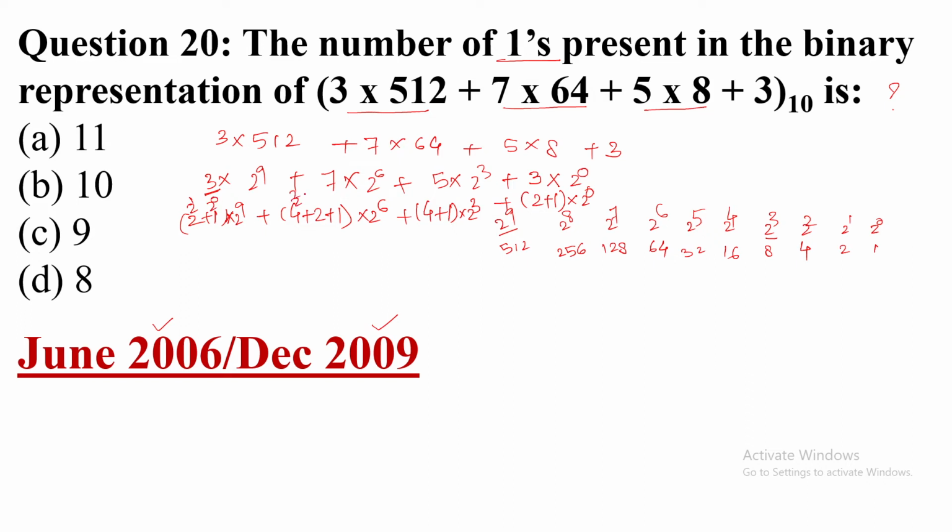4 means 2's power 2, 2 means 2's power 1, 1 means 2's power 0. 4 means 2's power 2, 1 means 2's power 0. 2 means 2's power 1 and 1 means 2's power 0.